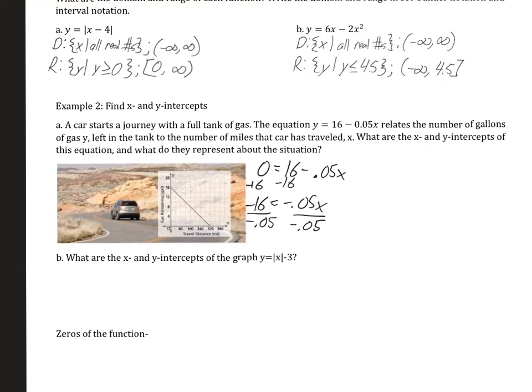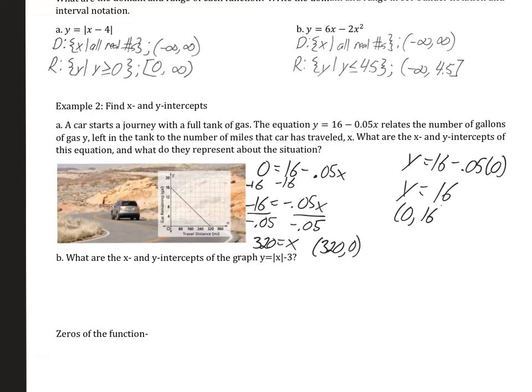So that means that we're going to have 320 equals x. So my x-intercept is (320, 0). For the other one, my y-intercept is just where x equals 0. So I have y equals 16 minus 0.05 times 0. What's anything times 0? It's just 0. So my answer is just 16. So I have (0, 16).